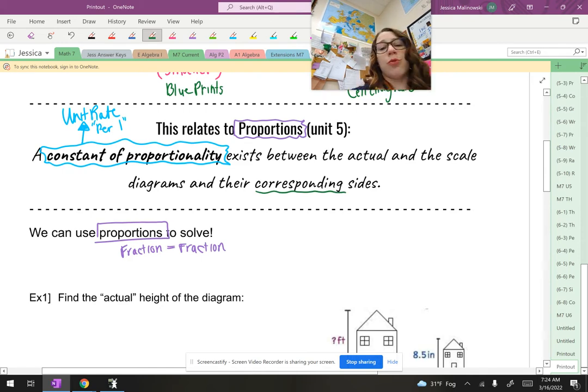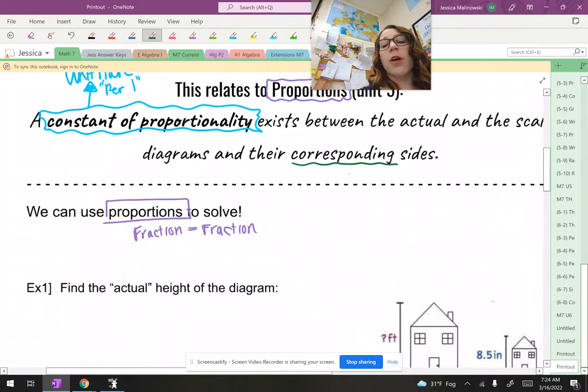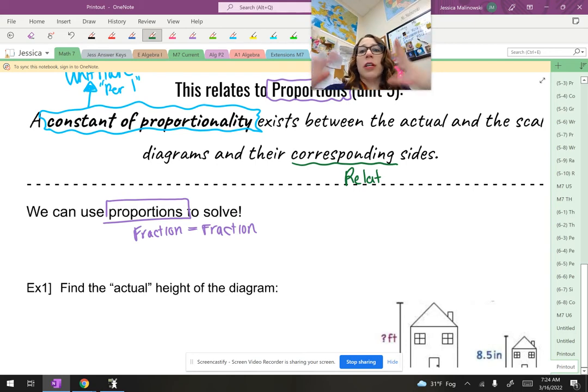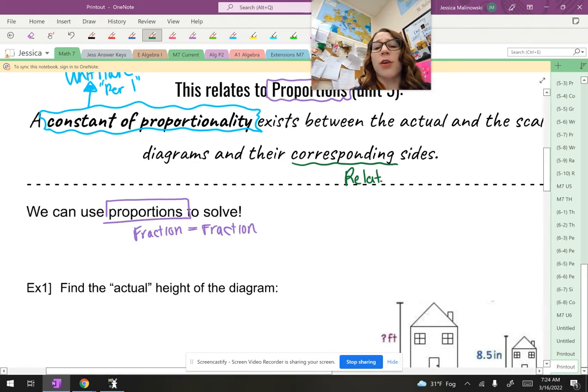Corresponding, if you don't know what corresponding means, that's a big word. Corresponding means related. If two things are corresponding, they're not exactly the same, but they're related to each other. So if you're looking at the roof of a house on a blueprint, you're going to compare that to the actual roof of the house. You're not going to compare the roof of the diagram to the floor of the diagram. So you're looking at the pieces that are related to each other, aka matching your sides up.